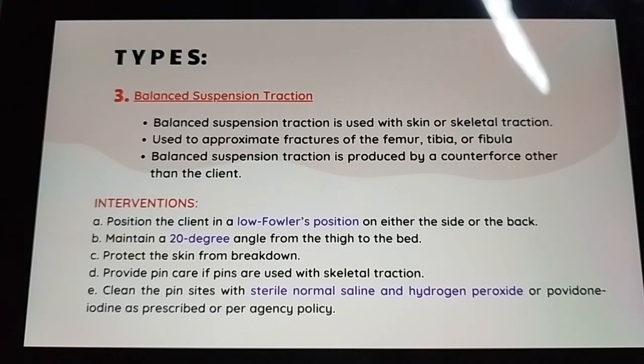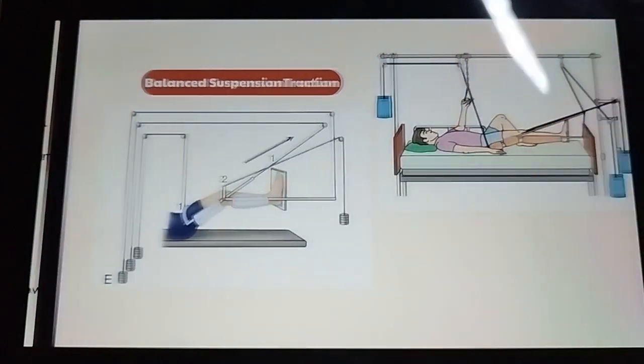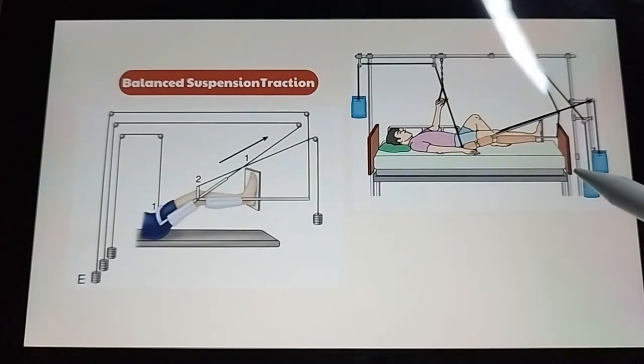Okay. Important nursing considerations: you have to position the client in a low Fowler's position on either the side or the back. You maintain a 20-degree angle from the thigh to the bed. You protect the skin from breakdown, provide pin care if pins are used with skeletal traction. Kasi pwede siyang skin, pwedeng skeletal traction. Clean the pin sites with sterile normal saline and hydrogen peroxide or povidone iodine as prescribed or as per agency policy. Okay, ganito itsura ng balanced suspension traction. Ito usually yung gumagamit ng mga Balkan frame na nakita natin. So yan yung ating balanced suspension traction.